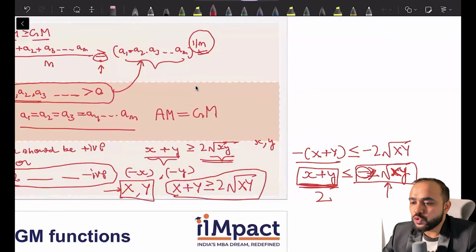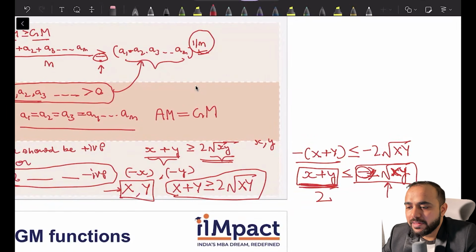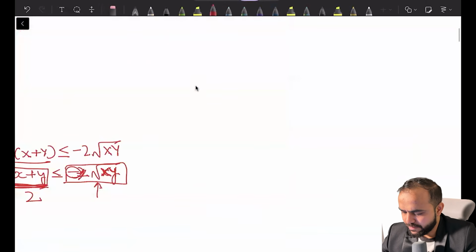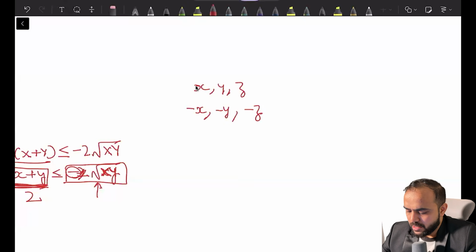This gives me a useful bound on the negative side when x and y are negative numbers. Some of the doubts that I can see that you guys are having is, what if there were an odd number of terms? So let's take an odd number of terms. Let's say I have x, y and z. All three of these are negative. So I will take minus x, minus y and minus z. All right. So this is capital X, this is capital Y, this is capital Z.